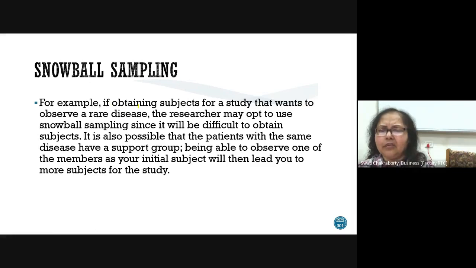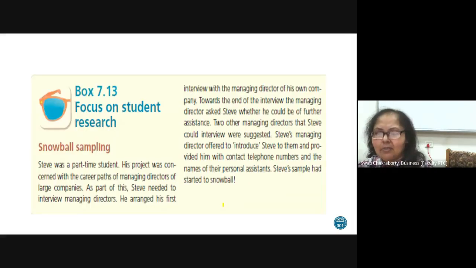So for example, if obtaining subjects for a study that wants to observe a rare disease, what happens? The researcher may opt to use snowball sampling. Why? Because it's very difficult to obtain subjects when the disease is quite rare. It's also possible that patients with a similar disease have a support group. Being able to observe one of the members as your initial subject will then lead you to more subjects for the study. Now, this is an example.